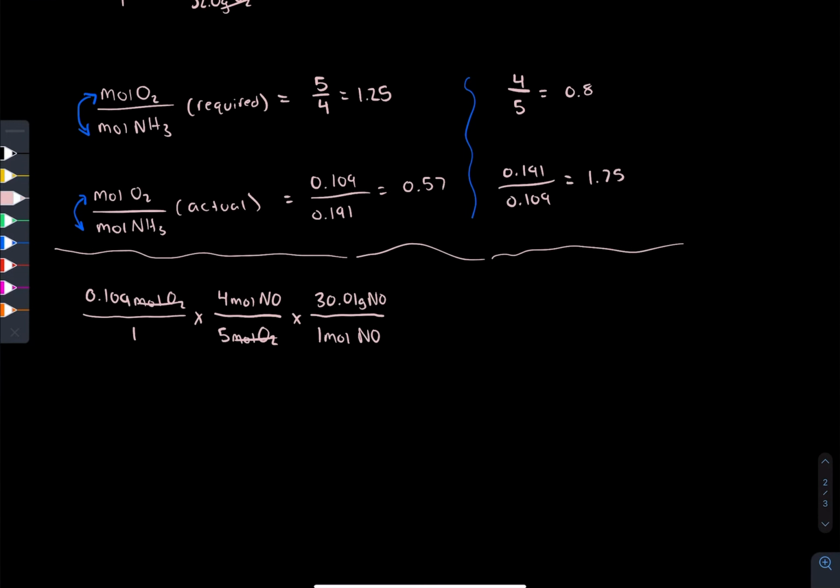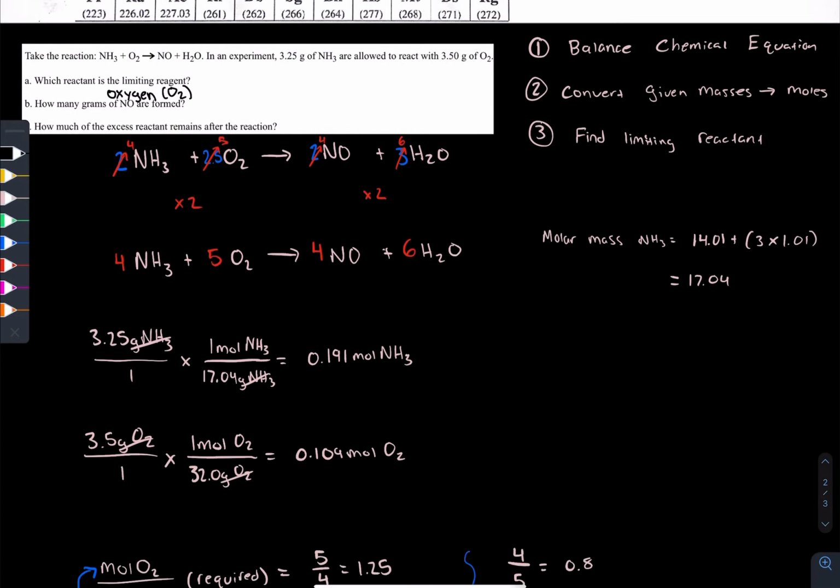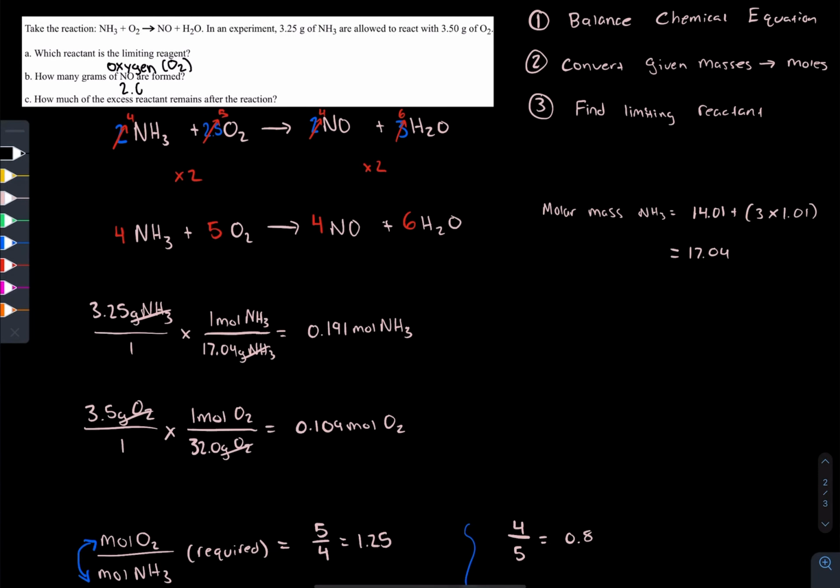So now we can do 0.109 times 4 divided by 5 times 30.01. And notice how our units also cancel out here. So doing this in the calculator, we'll get 2.62 grams of NO. So we can go ahead and write that up here in the answer. 2.62 grams of NO. And then if you want to go in complete sentences, you can write are formed.